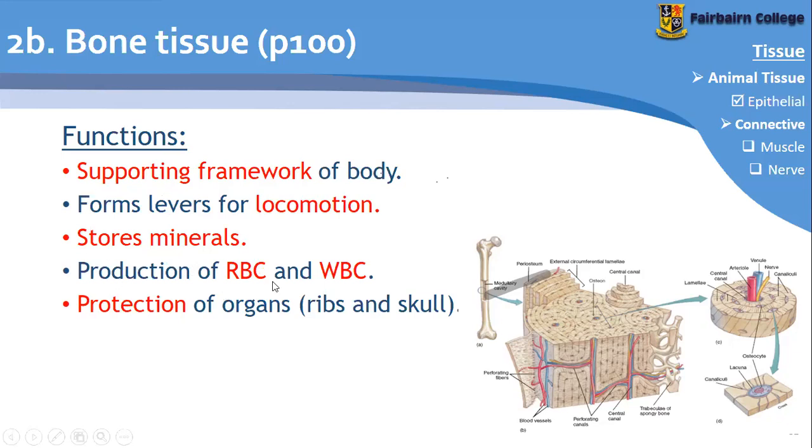Inside of bones, there are areas that produce red blood and white blood cells, but again, we do this a bit more when we do the skeleton. And then lastly, it can sometimes protect your organs. For example, your ribs protect your lungs and your heart, and your skull protects your brain. So it also provides some protective function.